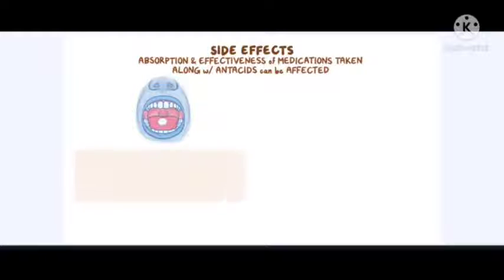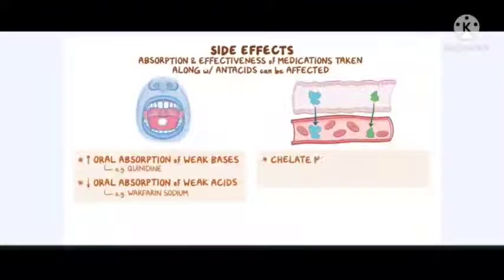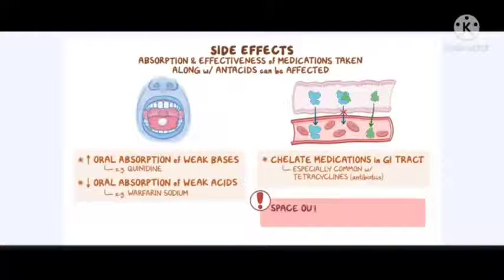For example, they can increase oral absorption of medications that are weak bases, such as quinidine, an antiarrhythmic and antiparasite medication, and decrease the oral absorption of medications that are weak acids, such as warfarin sodium. Also, antacids can chelate or bond other medications in the GI tract, resulting in new complexes that are not absorbable. This is especially common with medications such as tetracyclines, a class of antibiotics. So, spacing out antacids from other medications by 1 to 2 hours, or as prescribed, is important.